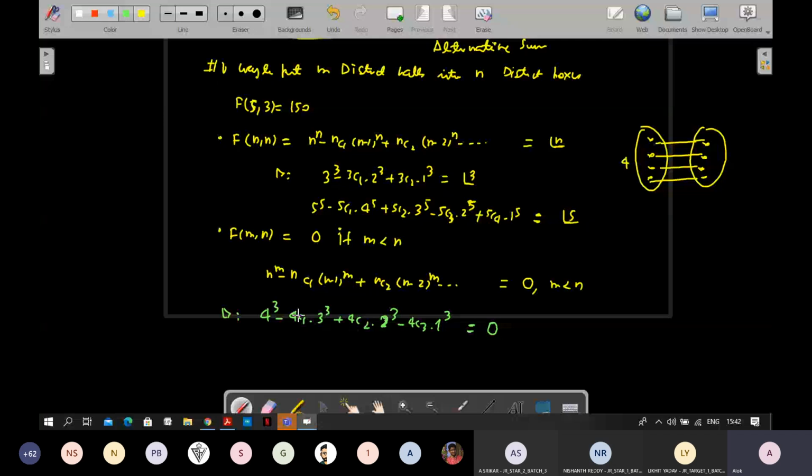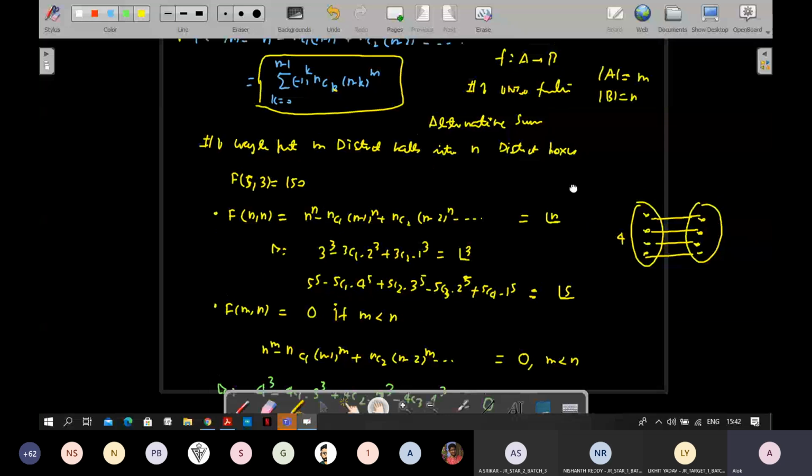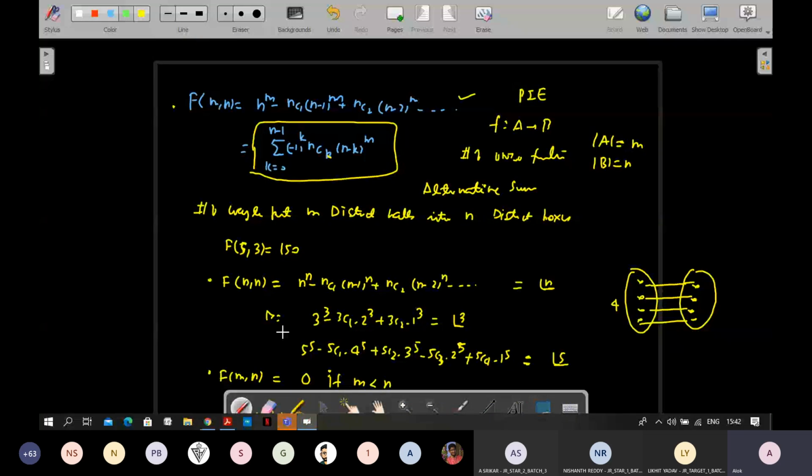That's why in some books they write that the number of onto functions is f of mn, and they write here that m is greater than or equal to n. But that is not required, because if m is less than n the answer should be 0, and this formula gives you that also. So no need to write m greater than or equal to n. Similarly, the number of one-one functions was n choose m factorial m. No need to write n greater than or equal to m.